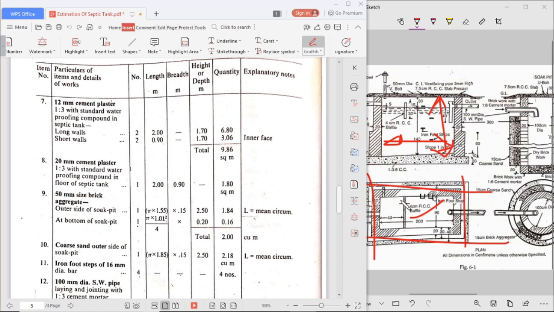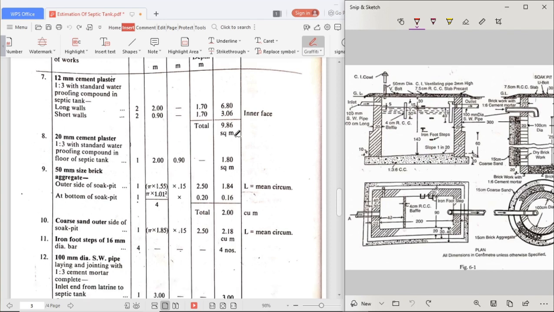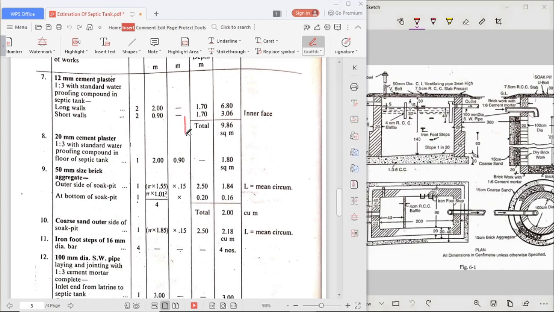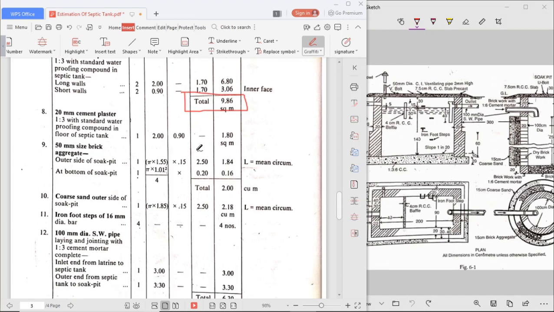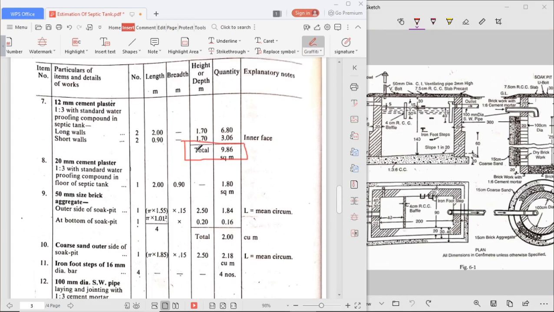Similarly, in the short wall direction, it is 0.90 inner dimension into the height 140 plus 30, that is 170 height. So multiplying, we get 3.06 for the inner dimension of the septic tank. So the total quantity will be 9.86 square meters. It is square meters, as it is a plastering work. Here the breadth will not be taken into consideration.